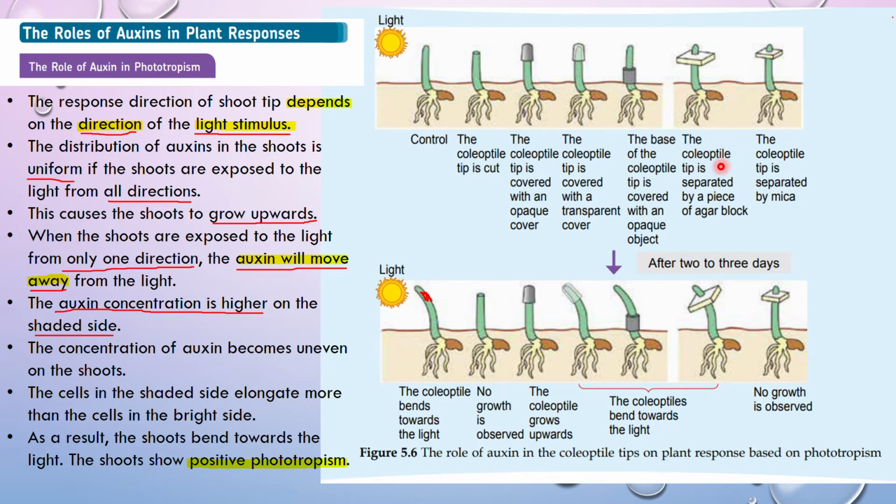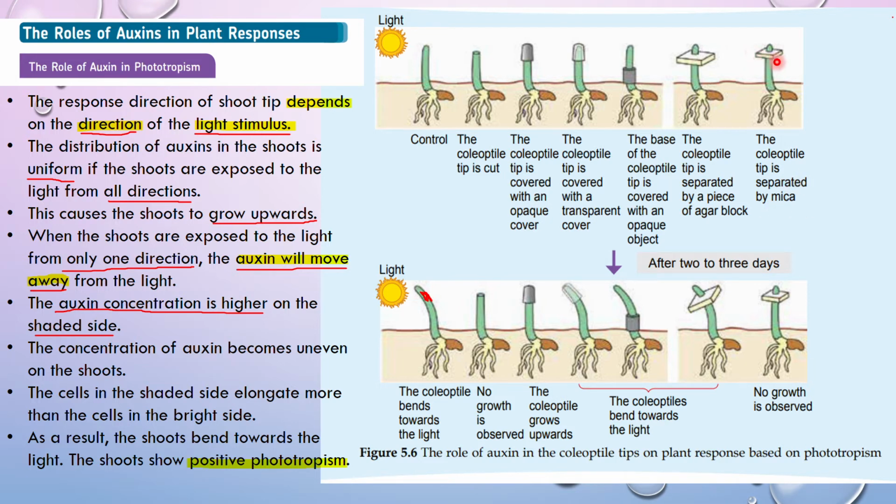Okay, now the coleoptile tip is separated by a piece of agar block. After 2 to 3 days, the observation is the same as the control set, meaning there is no effect. Auxin can still diffuse downwards through this agar block to the zone of cell elongation. But the last scenario is that now it is separated by mica.